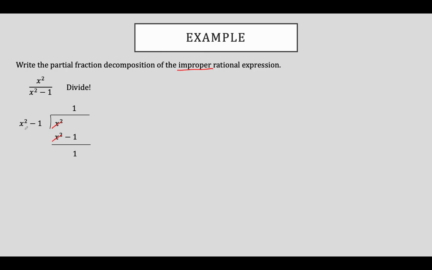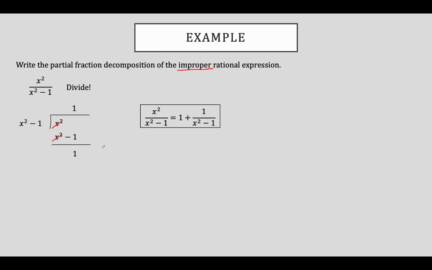Next, we check to see, how many times does x squared go into 1? What do I multiply x squared by to get 1? Well, that's not going to work out. X squared does not go into 1. That tells me that 1 is the remainder of my polynomial long division.